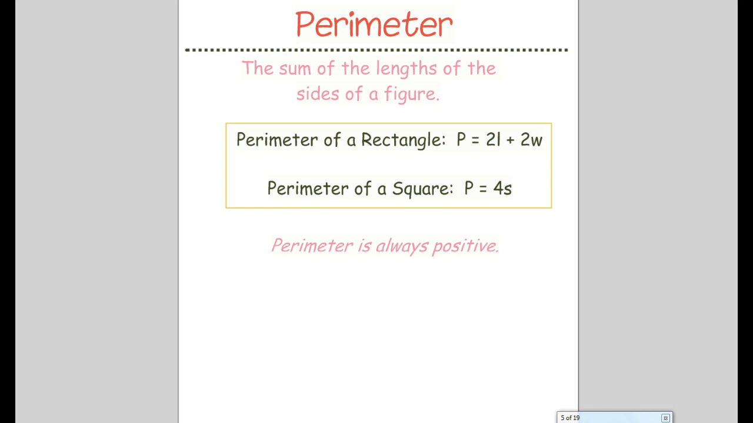Perimeter of a square, that's easy. Take one side and quadruple it. What does quadruple mean? Times 4. Triple it means times 3. Quadruple means times 4. Double means times 2. You want to keep going? 5. Quintuple? I don't know actually.